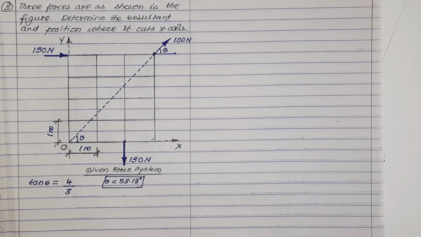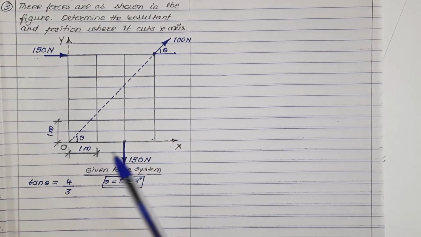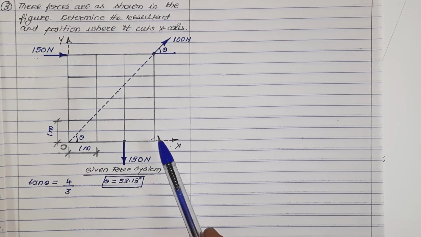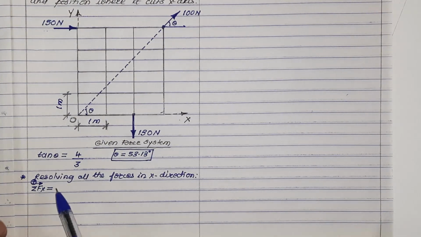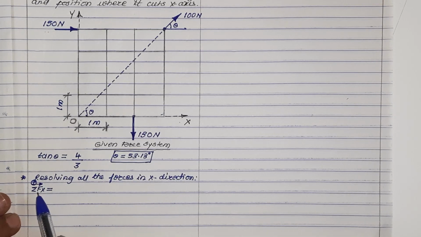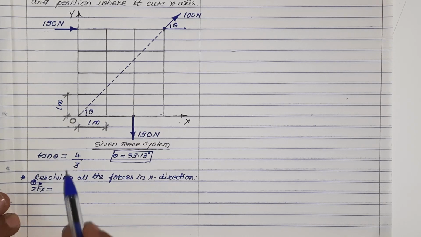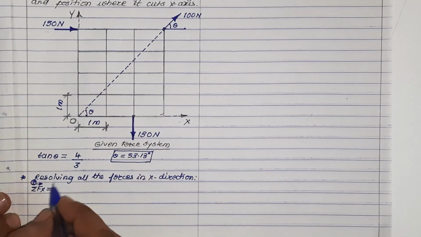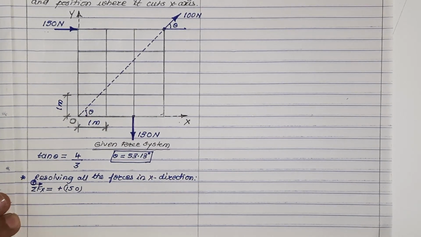Now, we will find the algebraic sum of the x components of these forces, that is summation Fx, and the algebraic sum of the y components of these forces. Let us find out. The first step, resolving all the forces in the x direction, that is summation Fx. Sign convention is that a rightward force will be taken positive. Let us start with the 150 Newton force. It is already acting rightward, hence its x component will be positive 150 Newton.